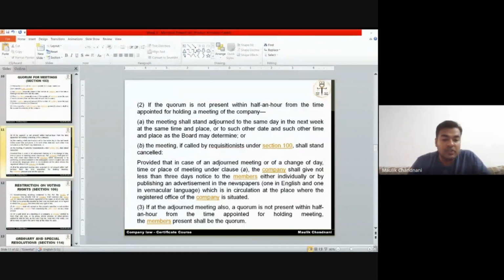Simple. So the clause number 3, subsection number 3 is for which meeting? The adjourned meeting called by the board of directors. This is related to subsection 2, clause A. Subsection 3 is related to 2A and not 2B, because 2B meeting can never be adjourned anymore. It will be cancelled. Is it clear?